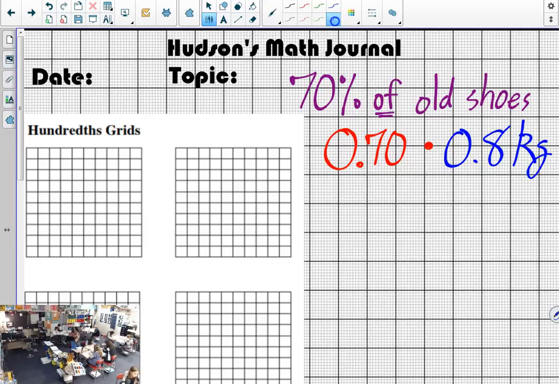Where's your hundredths grid, man? Yeah, we're going to use this all day long. So make sure that we're shading in. Okay, that's just a little, like, pretty light. Make sure that we can see it. So grab some colored pencils if you want.